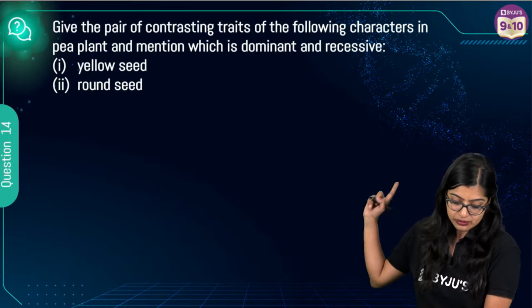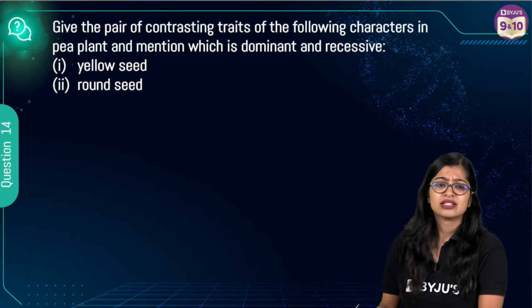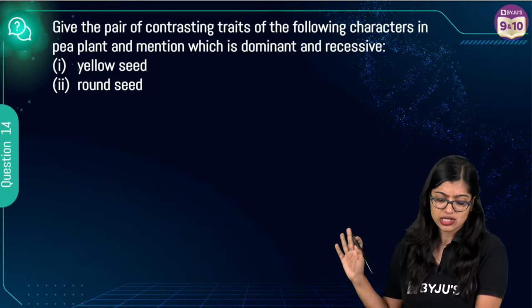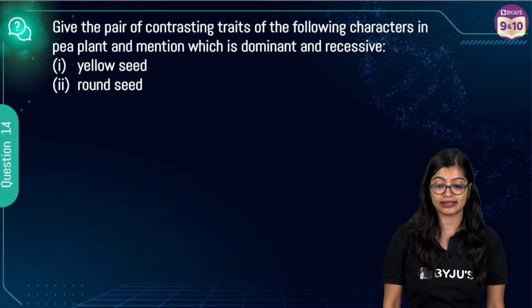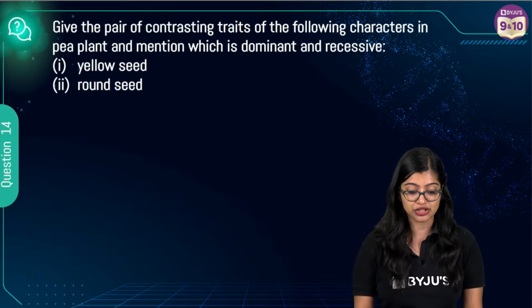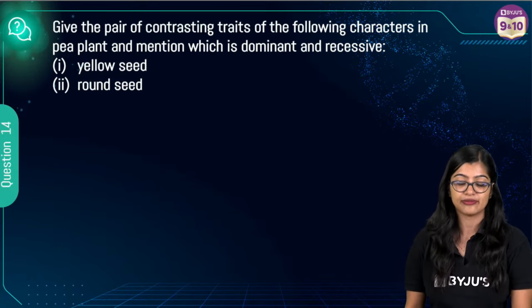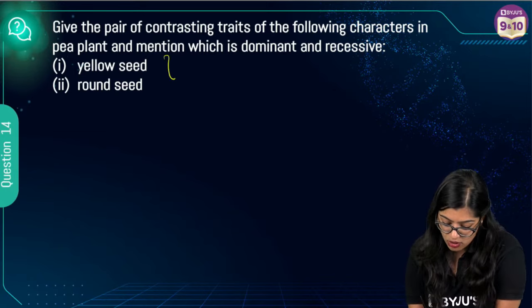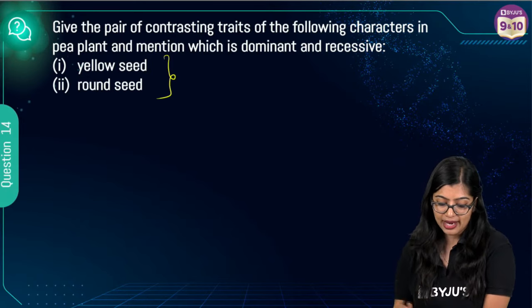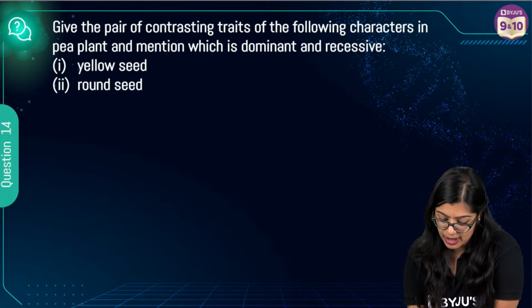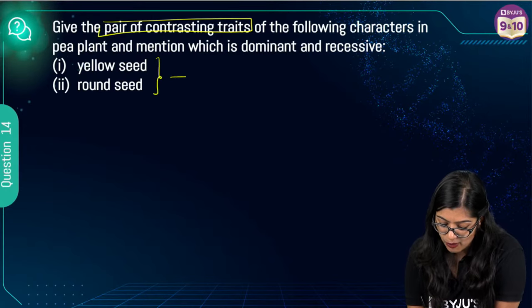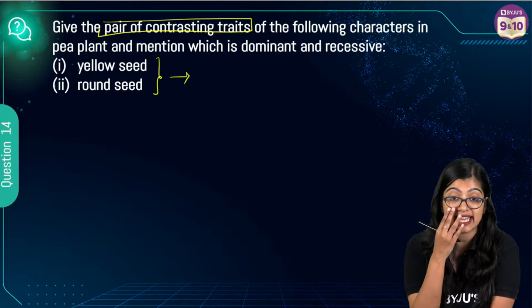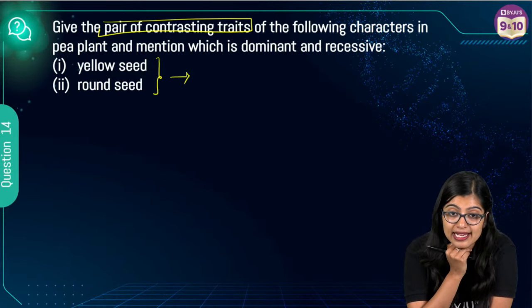Okay. Question number 14. Somebody was asking me about pea plant, so this is for all of you. Give the pair of contrasting traits of following characters in the pea plant and mention which is dominant and recessive. Now you have yellow seed and round seed. So now you need to give the pair of contrasting traits. Identify what is the trait that we are talking about. What is the character that we are talking about?